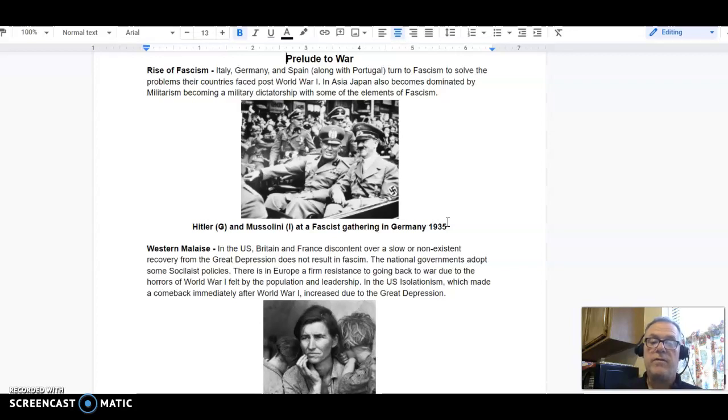And you see a picture here of the two fascist leaders, Hitler and Mussolini. In Spain, Franco, who was a general and very popular with the military, becomes the fascist leader of Spain, although they do not join World War II.